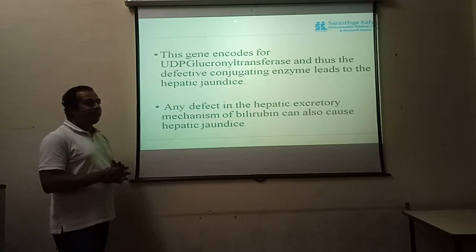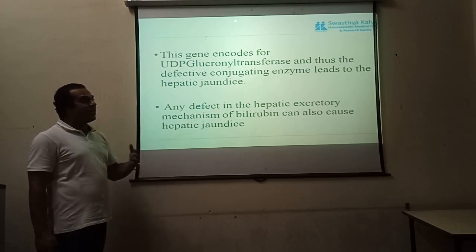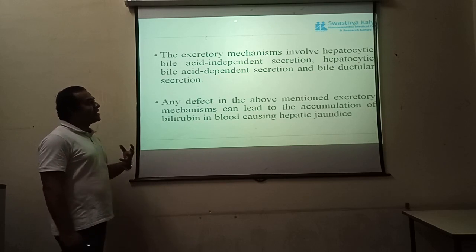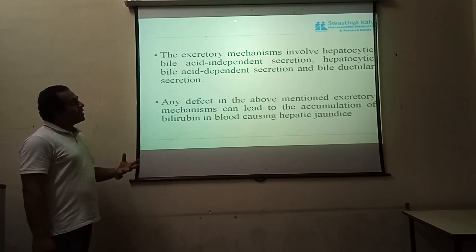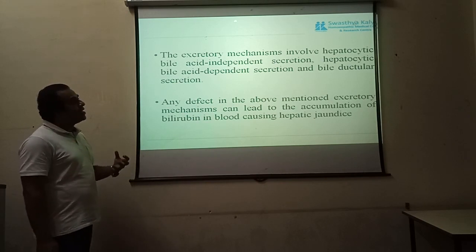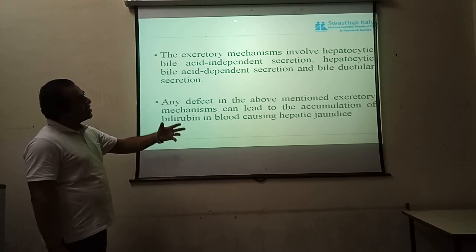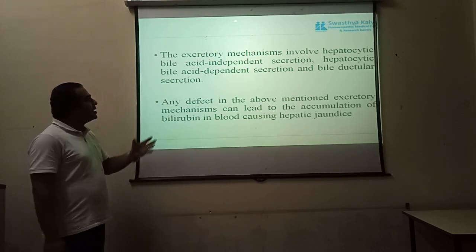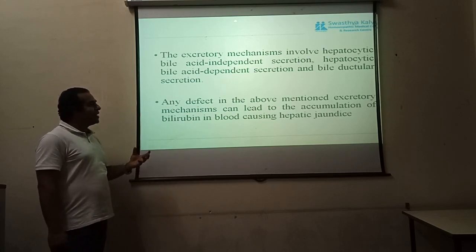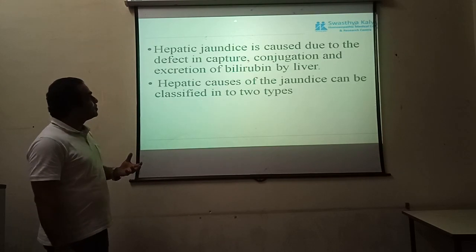Any defect in the hepatic excretory mechanism of bilirubin can also cause hepatic jaundice. The excretory mechanism includes hepatocystic bile acid independent secretion, hepatocystic bile acid dependent secretion and bile ductular secretion. You might have gone through this part in physiology. Any defect in the above mentioned excretory mechanism can lead to accumulation of bilirubin in blood, causing hepatic jaundice.